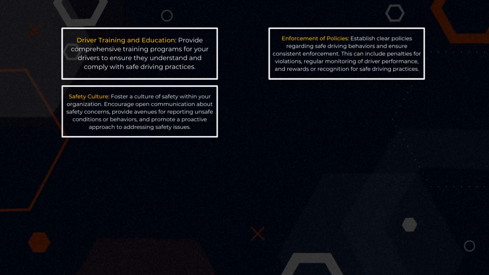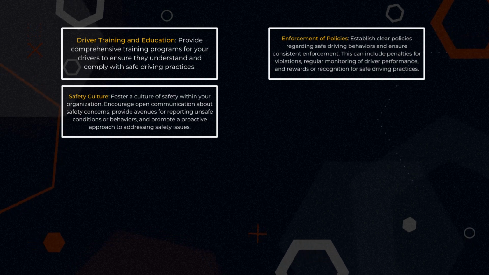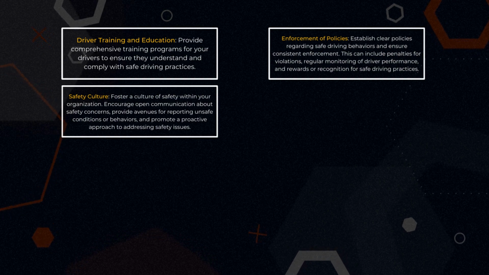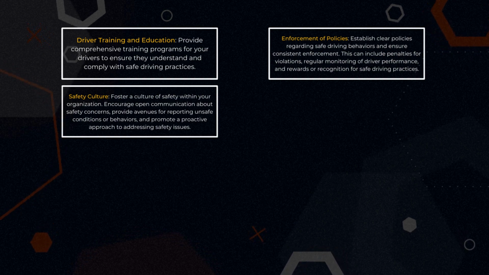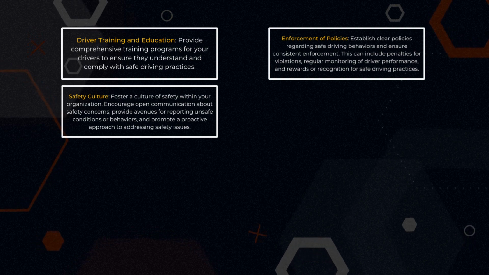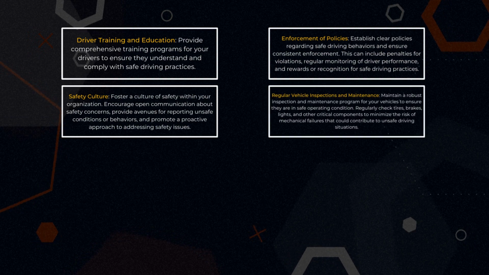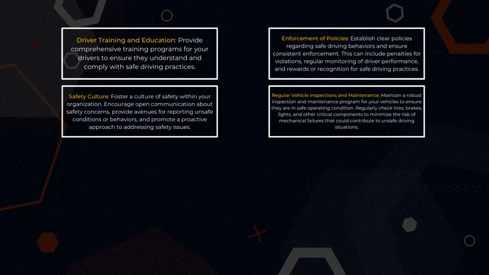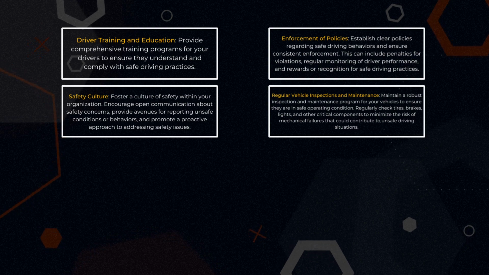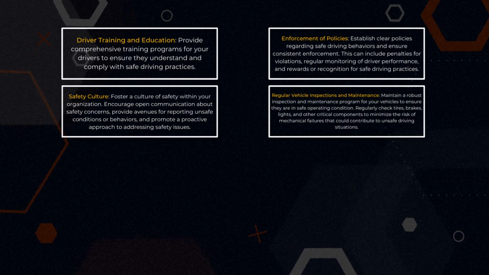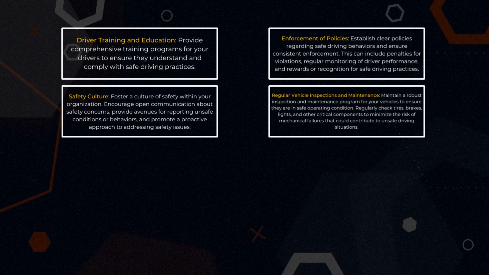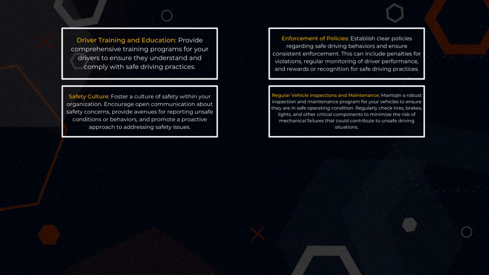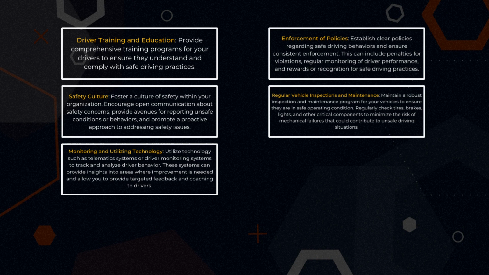Safety culture. Foster a culture of safety within your organization. Encourage open communication about safety concerns, provide avenues for reporting unsafe conditions or behaviors, and promote a proactive approach to addressing safety issues. Regular vehicle inspections and maintenance. Maintain a robust inspection and maintenance program for your vehicles to ensure they are in safe operating condition. Regularly check tires, brakes, lights, and other critical components to minimize the risk of mechanical failures that could contribute to unsafe driving situations.